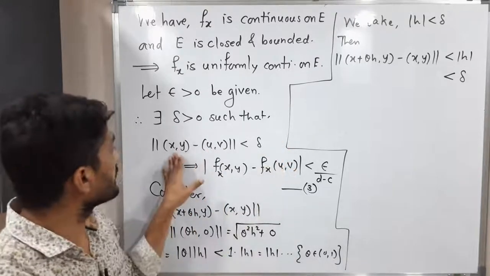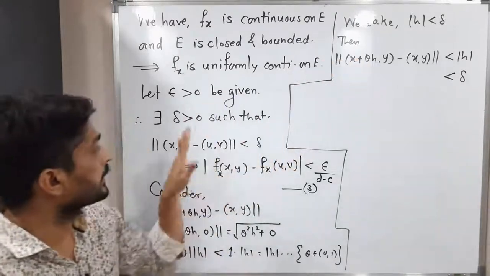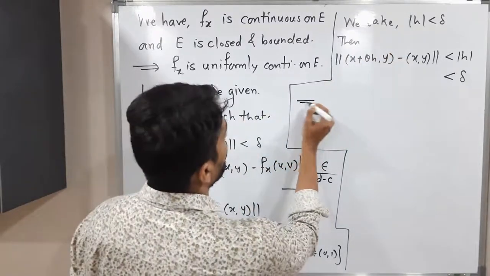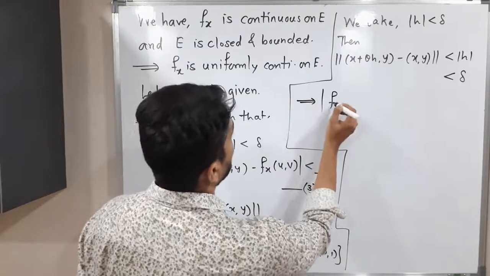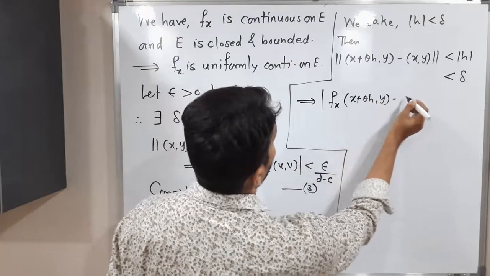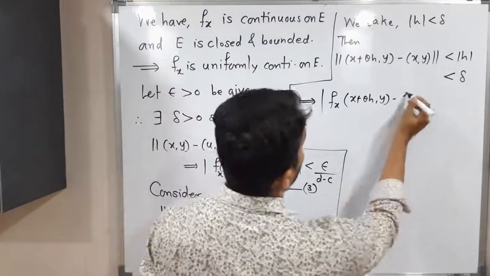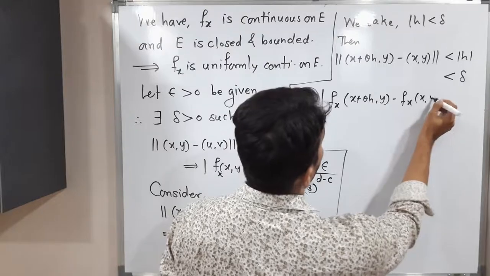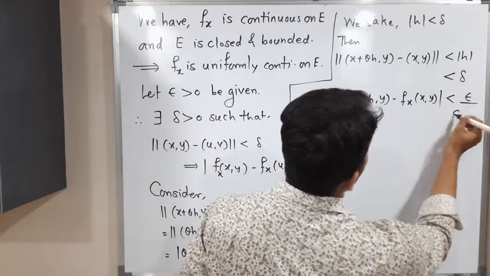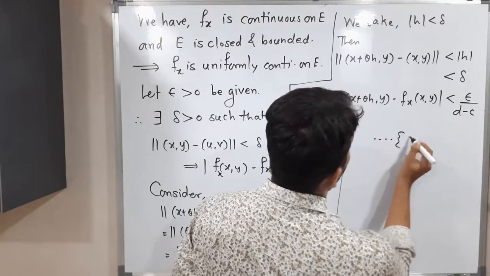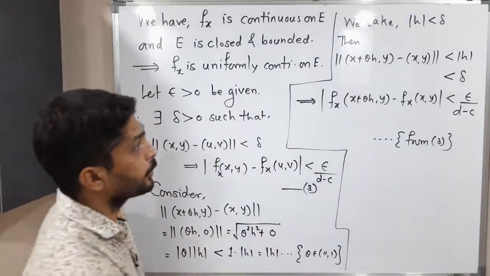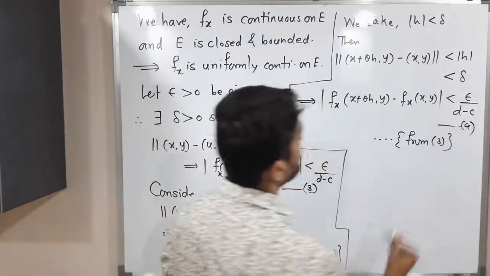Simply in place of (x, y), we have the first bracket, and in place of (u, v), we have the second bracket. So let us apply this expression number 3. It says mod of f_x of the first bracket, (x plus theta h, y), minus f_x of the second bracket, which is (x, y), is less than epsilon by d minus c. I should mention, from 3, a very important thing we have got here. I'm calling it 4.